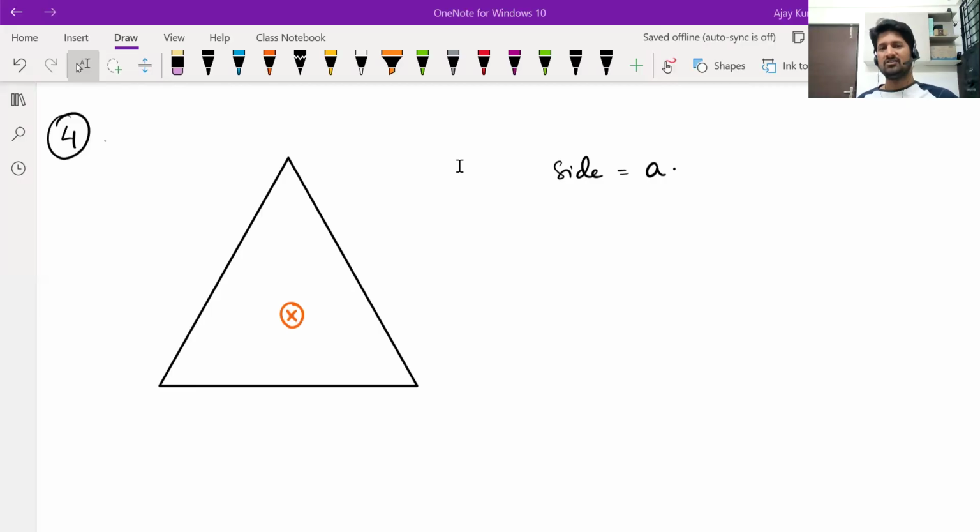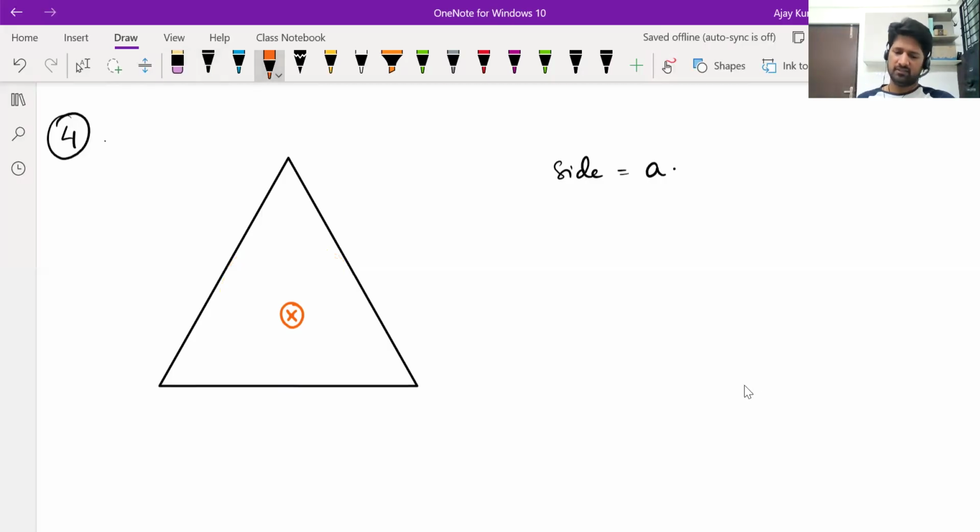Okay. What is orthocenter? Point of intersection of altitudes of the triangle. Okay. Centroid, orthocenter. What other centers are there? Circumcenter. Circumcenter is the center of the circle which passes through the 3 vertices of the triangle. What other centers are there? Incenter. Incenter is the center of the circle which touches the 3 sides of the triangle inside.